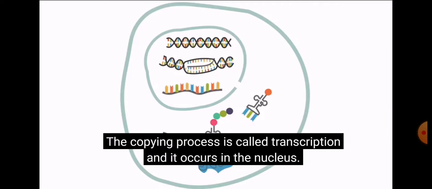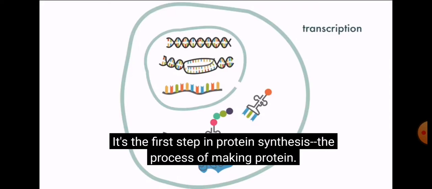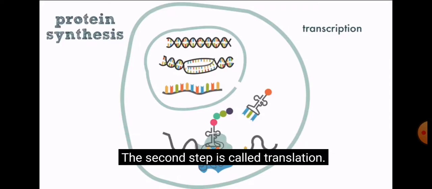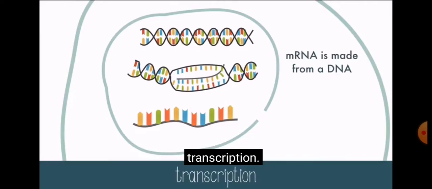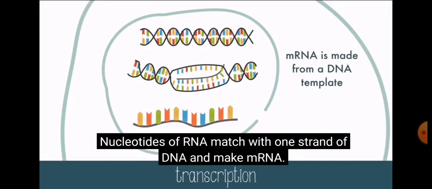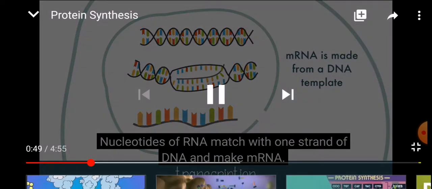The copying process is called transcription, and it occurs in the nucleus. It's the first step in protein synthesis, the process of making protein. The second step is called translation. A portion of the DNA is unzipped so that the mRNA can be made from the DNA like a template. That's transcription. Nucleotides of RNA match with one strand of DNA and make mRNA.